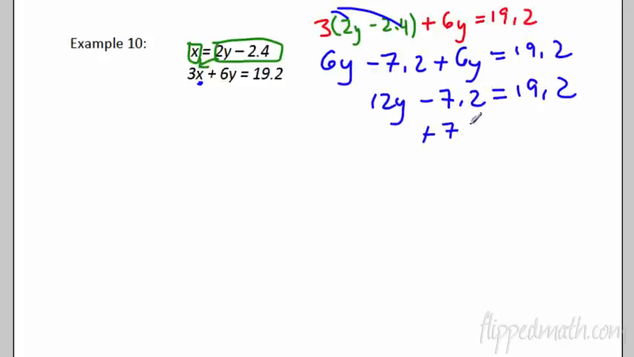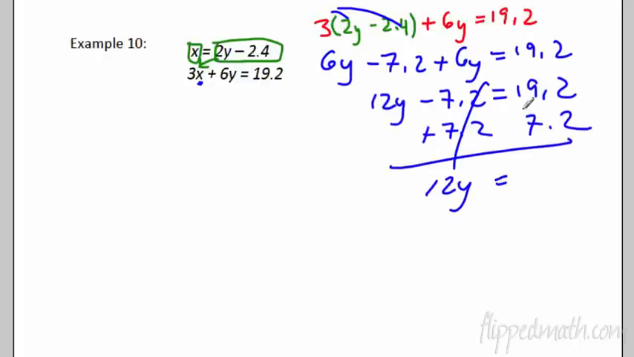Let's add 7.2 to each side. So that's going to give us 12y. They're going to cancel. Equal sign. What do we get here? 26.4. And then if we divide, y will equal 2.2.